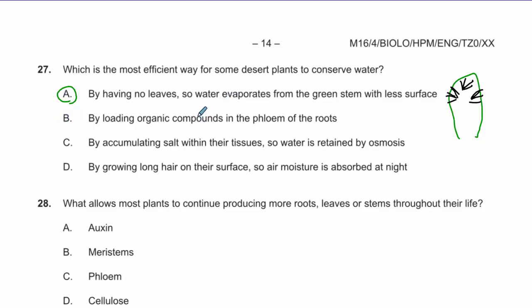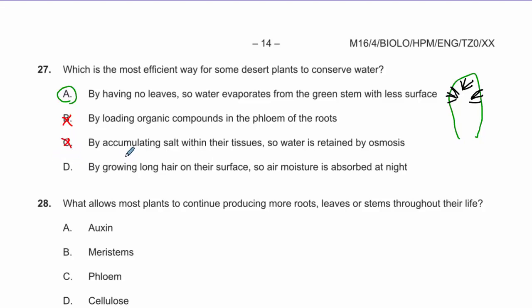B. By loading organic compounds in the phloem of the roots. I'm not sure how that would help anything. C. By accumulating salt within the tissues, so water is retained by osmosis. Well, there is no water around the cactus. It's completely dry, so that wouldn't help.